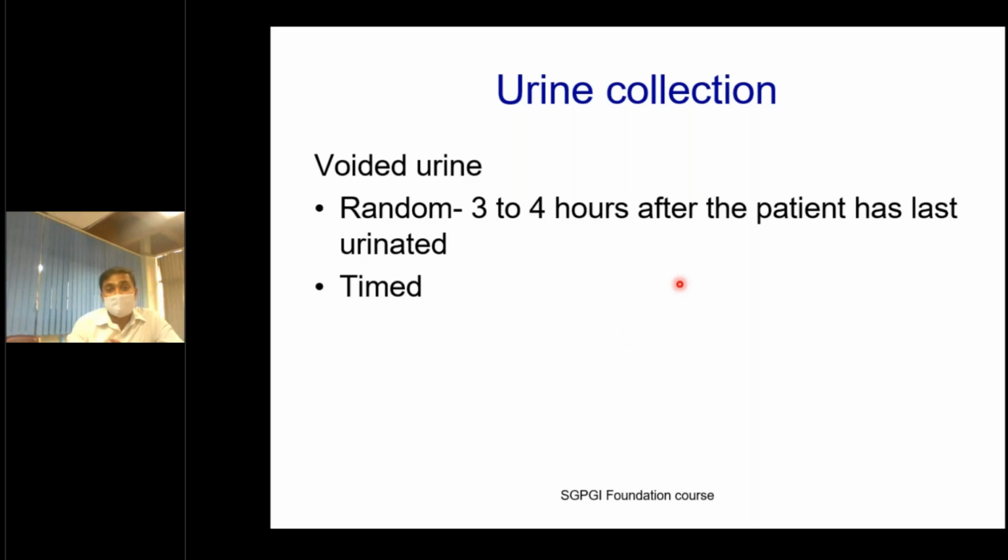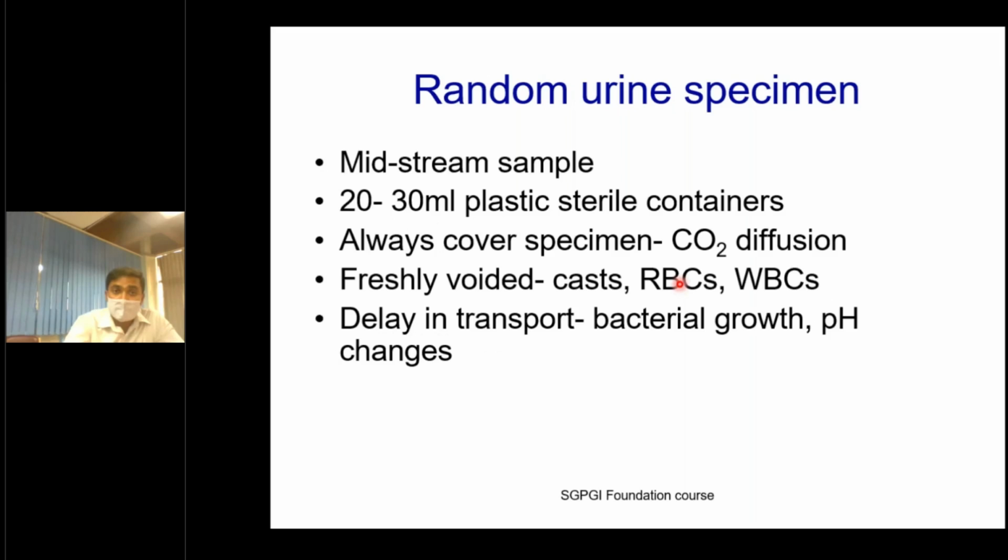And for urine collection, there are different types: a random collection or a timed collection. Random collection is any sample after 3 to 4 hours since the patient last urinated, whereas a timed collection may be a 24-hour collection or a 1 to 2 hour collection. Random collection you can also call a spot urine, and the timed collection we most commonly follow is the 24-hour collection. You should give proper instruction to the patient before collecting the sample.